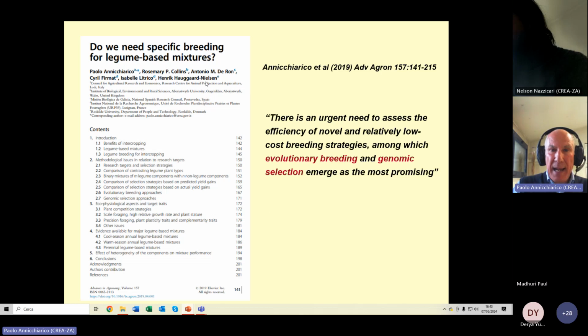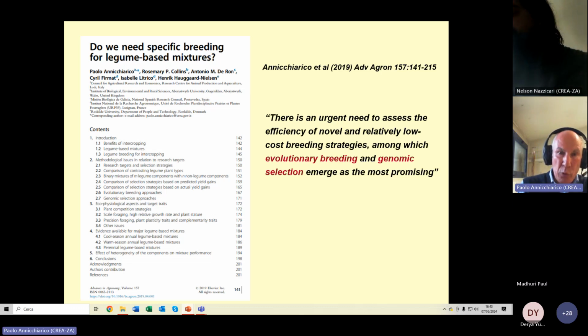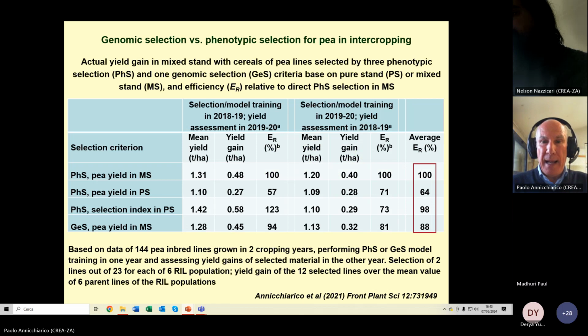And at the end of this review paper, we concluded stating that there is an urgent need to assess the efficiency of novel and relatively low-cost breeding strategies, among which evolutionary breeding and genomic selection emerge as the most promising. Now, I would like to show you our first results regarding genomic selection versus phenotypic selection.